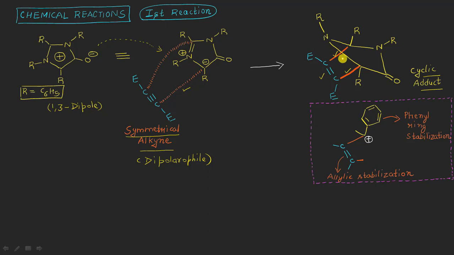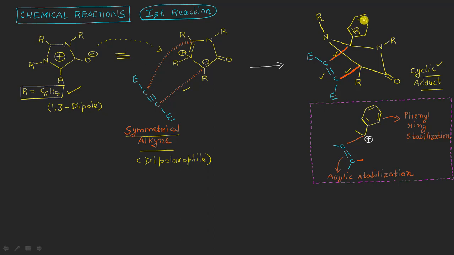Okay, and I am showing those two new bonds with this red color, such that we will get this type of cyclic adduct here, right? And after that, because it is also mentioned here that the R group is the phenyl group, this means this R group is a phenyl type of structure here.